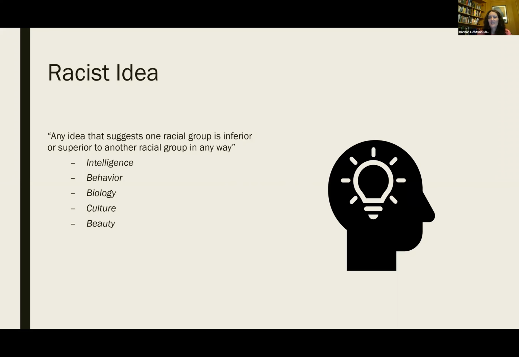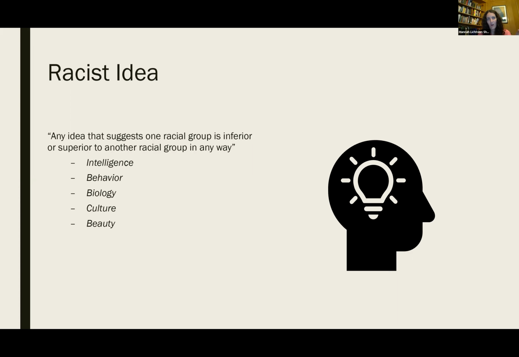So what's a racist idea? A racist idea, according to Professor Kendi, is any idea that suggests one racial group is inferior or superior to another racial group in any way. Okay, so that could be in ideas of intelligence, saying that one group is smarter or better in school or better in math than another group, right? Superior or inferior.